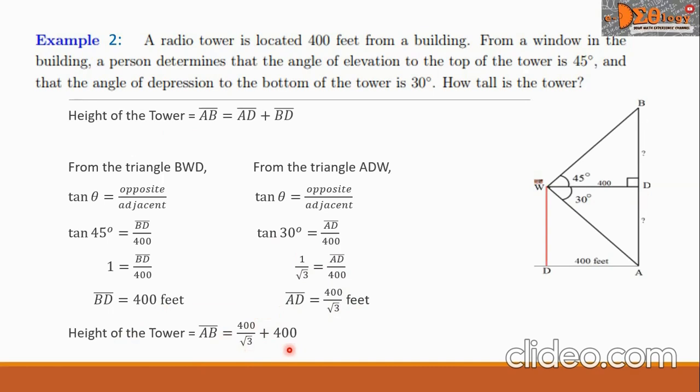To simplify further, we will just take the common factor of 400. What remains here is 1 over the square root of 3, and on the next term plus 1. Then we affix the unit of measurement, feet. So the height of the tower is 400 times the quantity 1 over the square root of 3 plus 1 feet. This is our final answer.